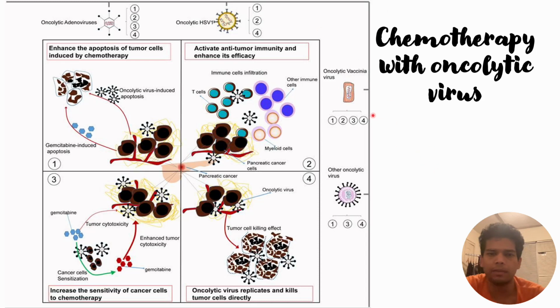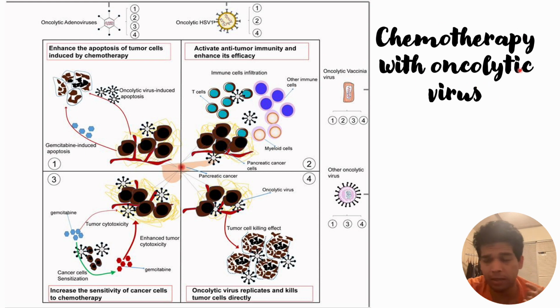In this video, we will discuss chemotherapy against pancreatic cancer with the help of oncolytic viruses. Usually, the normal viruses used in chemotherapy are quite ineffective on pancreatic cancer. That's why this special kind of virus, the oncolytic virus or bacteria, needs to be used against pancreatic cancer. So it can work in different ways.